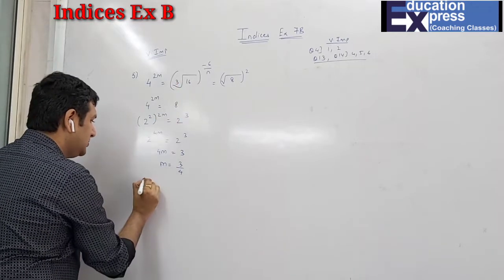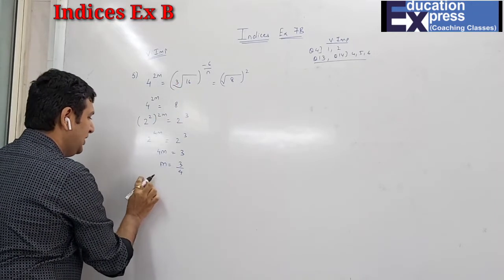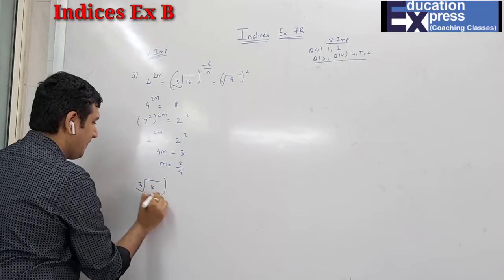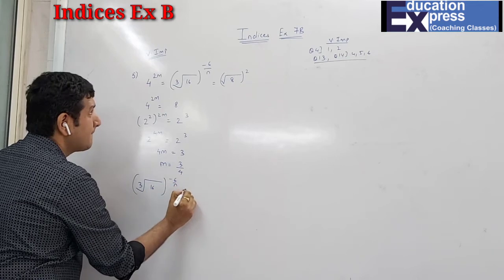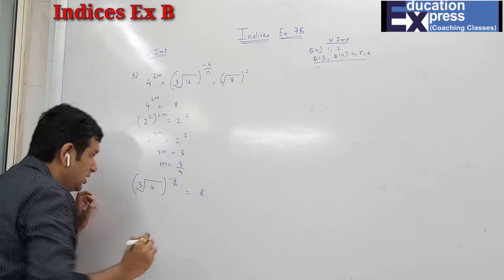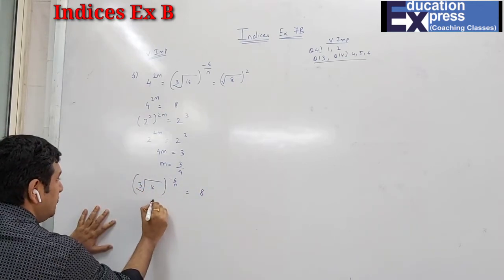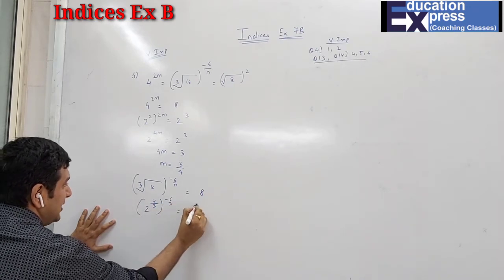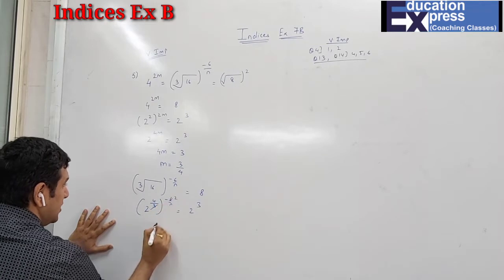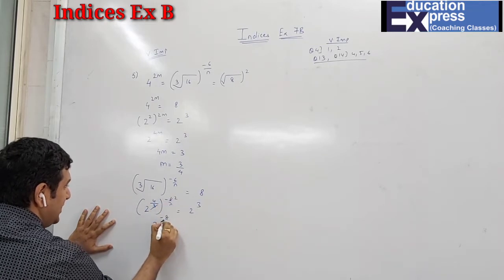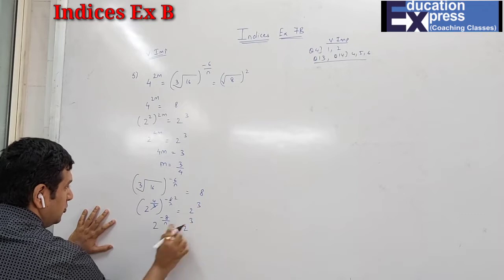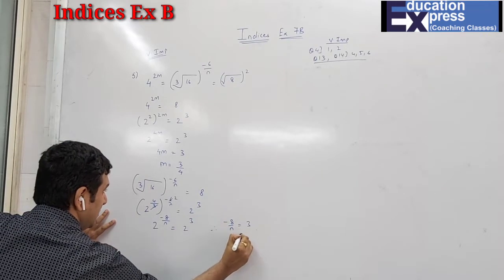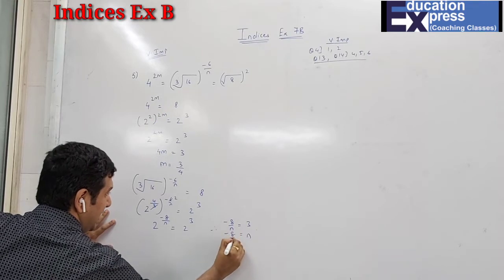Now the second part, cube root of 16, I can write it as... root 8 whole square is 8. So students, here this is 2 raised to 4, root is 3, minus 6 upon n, and 8 is nothing but 2 cube. 3 1s are 3, 3 2s are 6. So what I'm left with, 4 2s are 8, minus 8 upon n, and this is 2 cube. Bases are same, therefore minus 8 upon n is 3. So n is minus 8 upon 3.